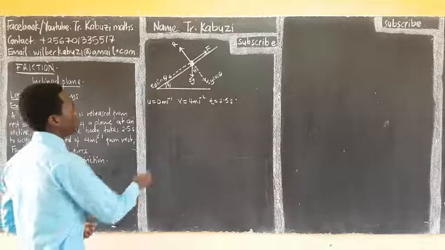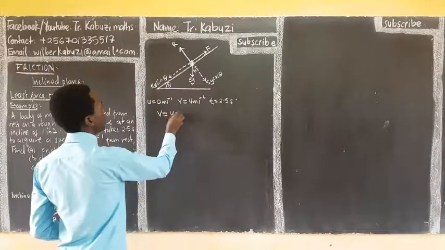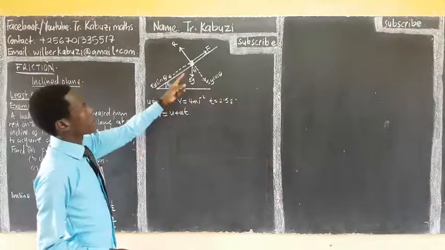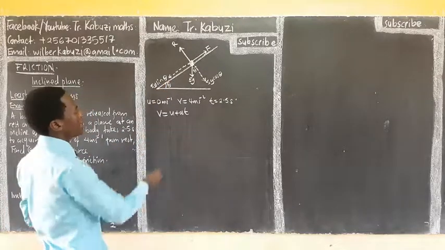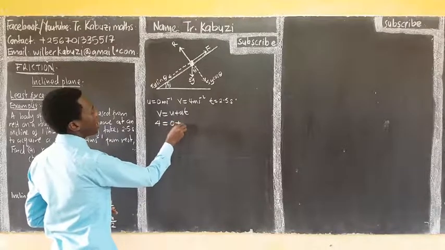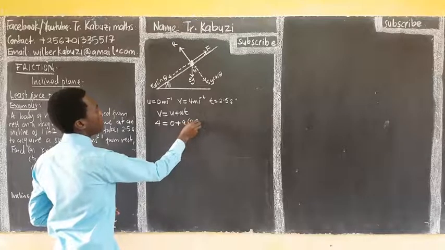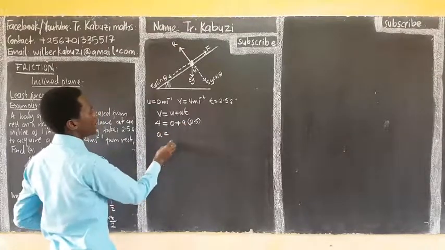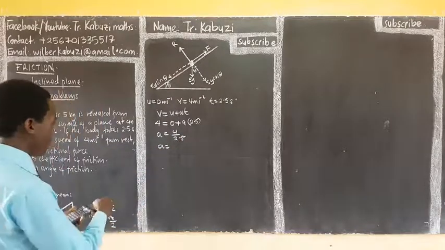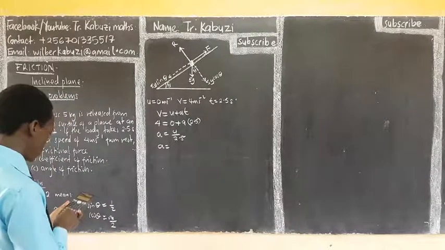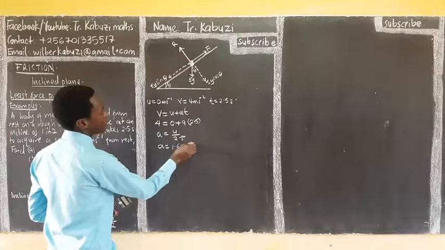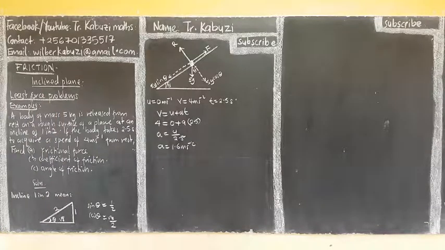Can you get acceleration? Which equation are you going to use? v equals u plus at. Because this particle is coming downwards, our v is going to be 4 equals 0 plus a times time 2.5. So our acceleration is going to be 4 over 2.5, so it's going to accelerate at 1.6 meters per second squared. So we have now the acceleration. Now find the frictional force.